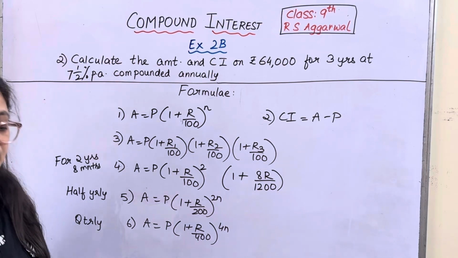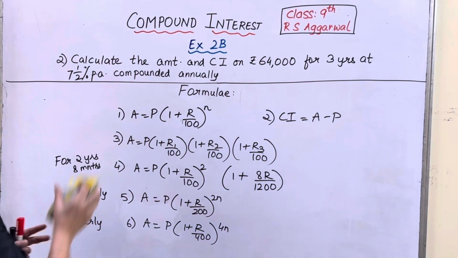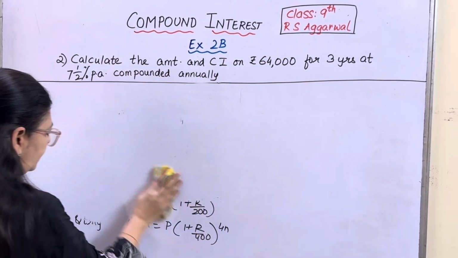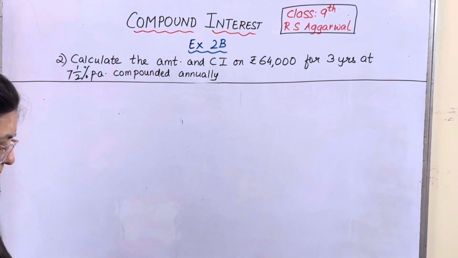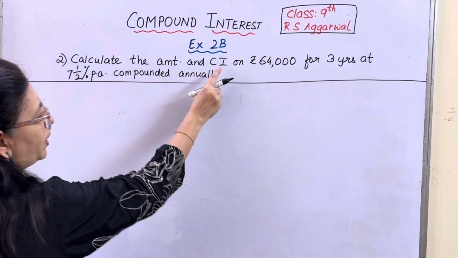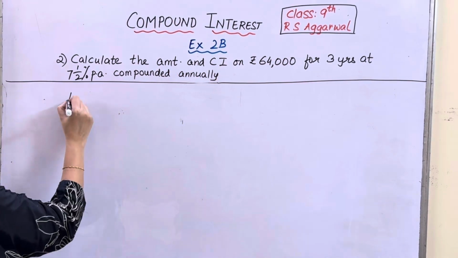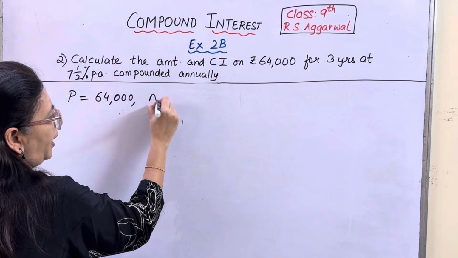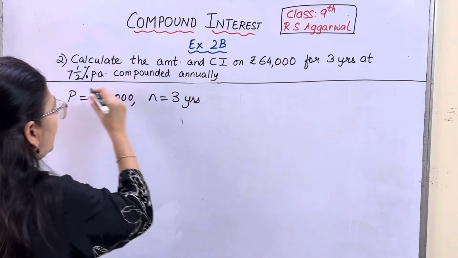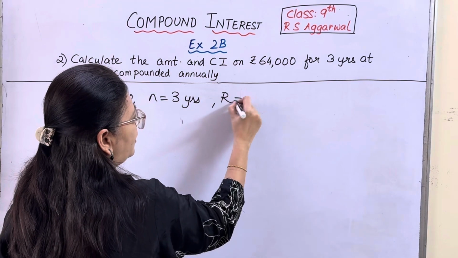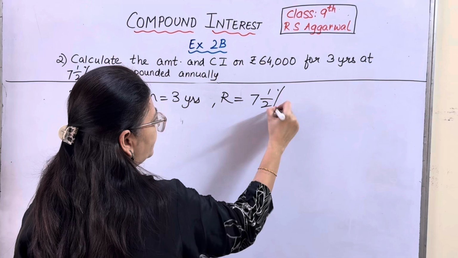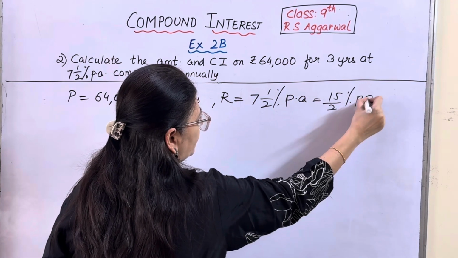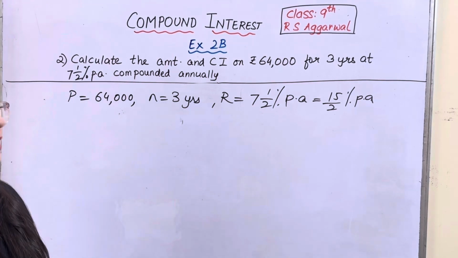Okay, come, let's do question number 2. Now we'll make use of the formula to solve the sum. Calculate the amount and the compound interest on 64,000. Principal given is 64,000 for 3 years, so N is 3 years, at 7.5%. What is the rate? 7.5%, which is equal to 15 upon 2%. I converted it into an improper fraction.